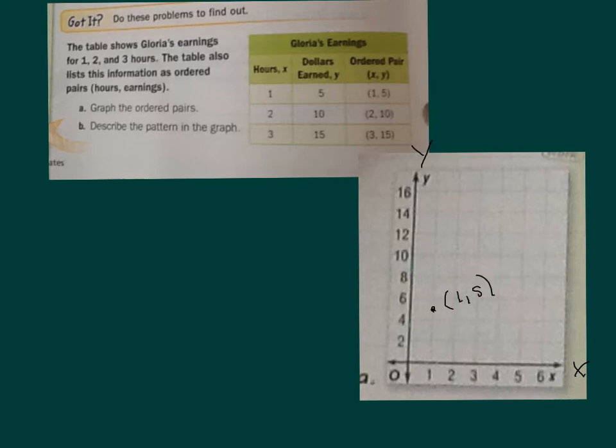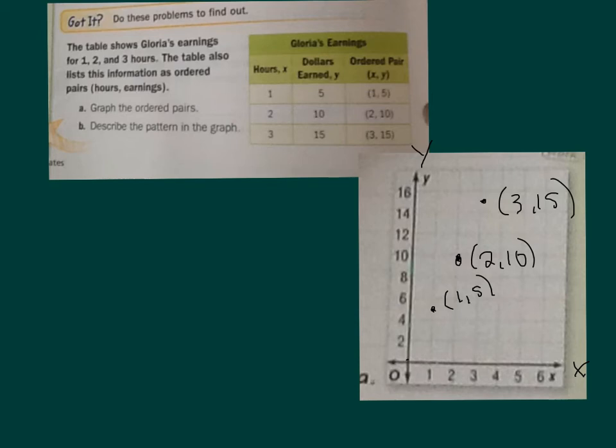The next ordered pair they have for us is 2, 10. So I'm going to go over 2 on the x-axis and up to 10 on the y-axis. The last ordered pair they give me is 3, 15. So I'm going to go 3 on the x-axis and up to 15 on the y-axis. So that's how you graph those ordered pairs. We will graph more pairs in class.